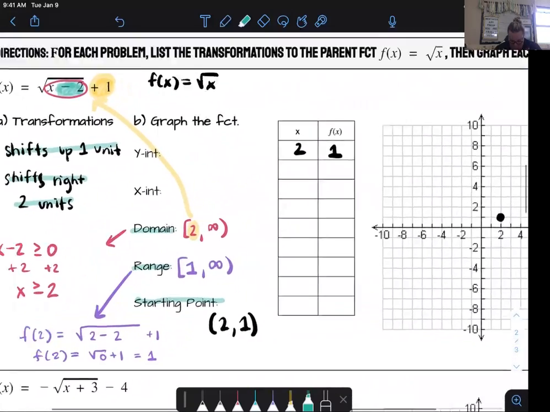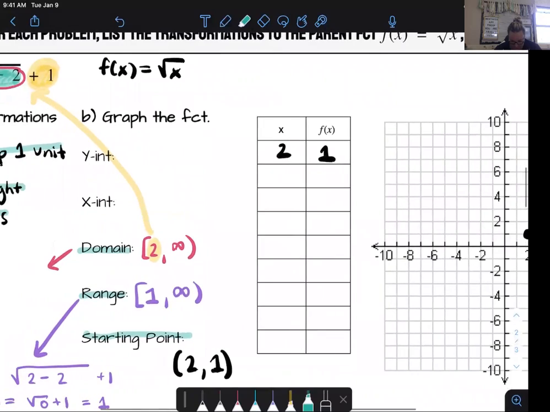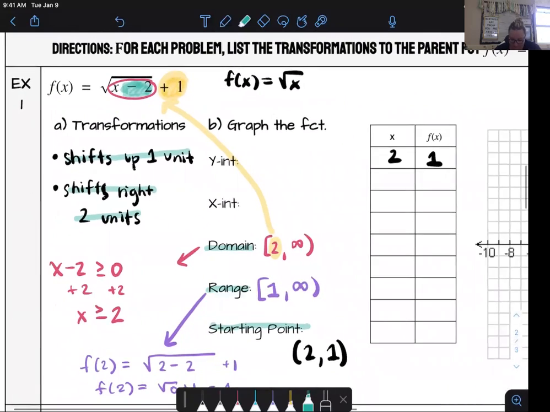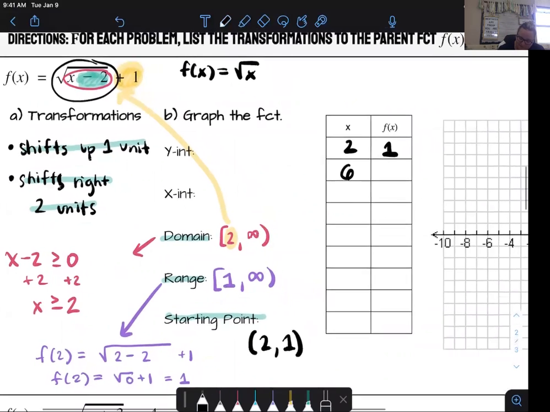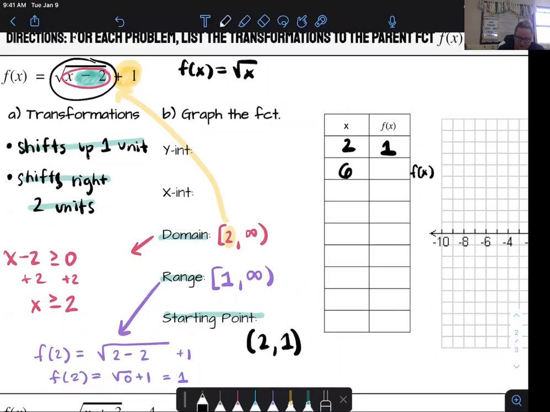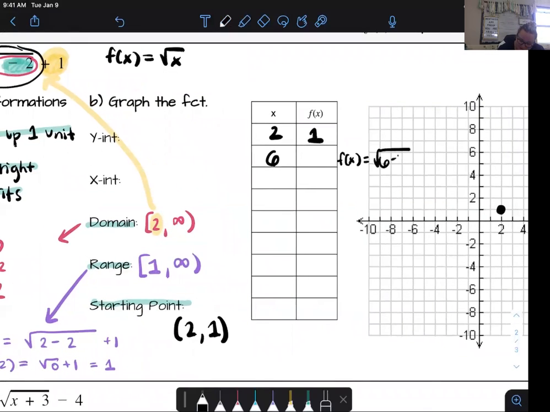To do that, we would find some things that we can plug in here. The next perfect square would be the number 4. And to get 4 under my radical, x minus 2, what minus 2 would be 4? Well, 6. So I'm going to plug in 6. You can plug in any numbers you want that are greater than 2. If you wanted to, you could plug in 3, 4, 5, all that good stuff. I'm going to plug in 6 because I get the square root of 6 minus 2 plus 1, which is the square root of 4, and the square root of 4 plus 1 is 3. So I ended up with a perfect square.